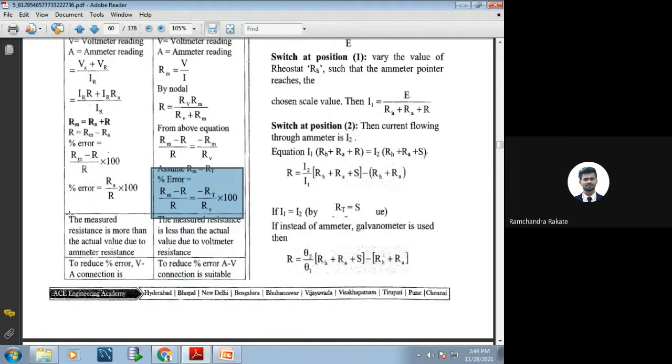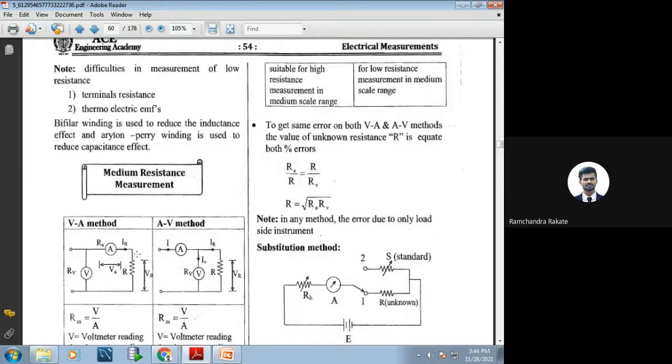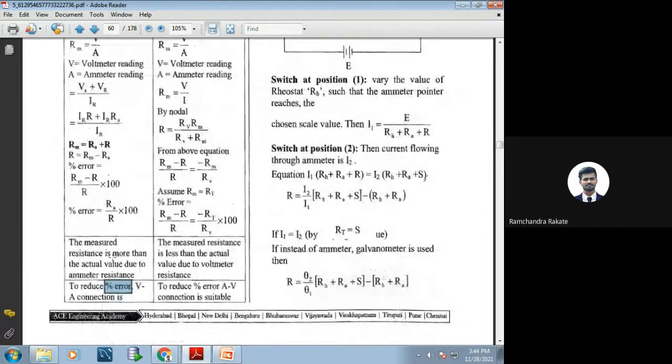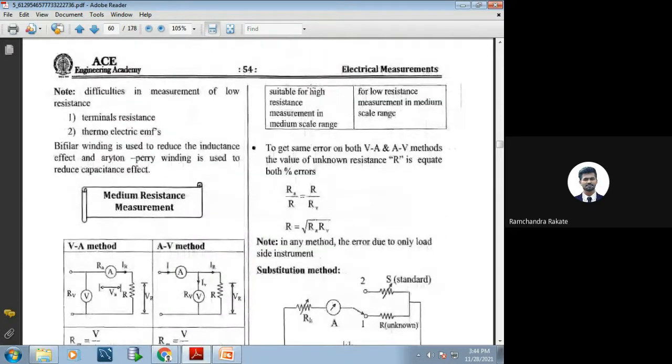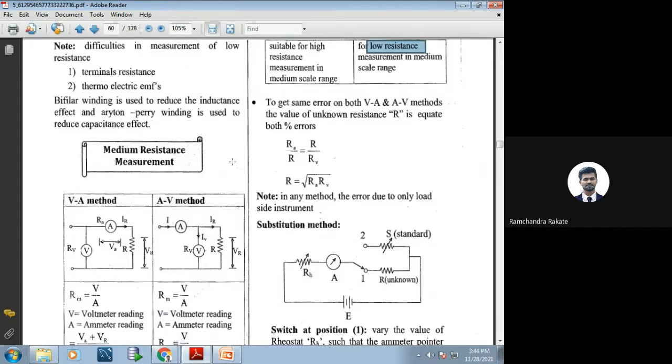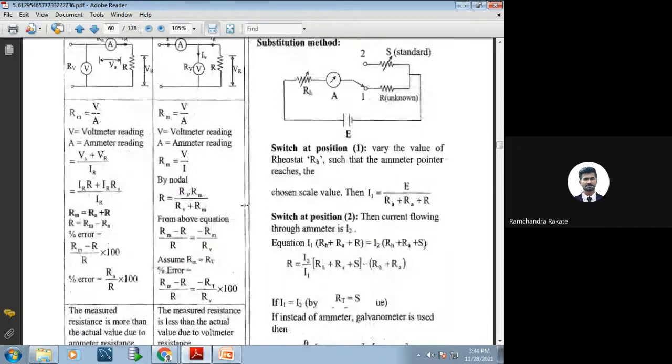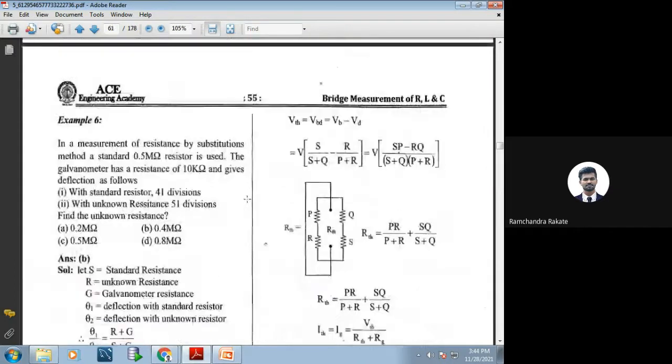So the measured resistance is more than the actual resistance due to the ammeter resistance. Here, the measured resistance is less than the actual resistance. So to reduce the percentage error, it is suitable for high value of resistance, and the ammeter voltmeter method is suitable for low value of resistance. Correct? Yes.